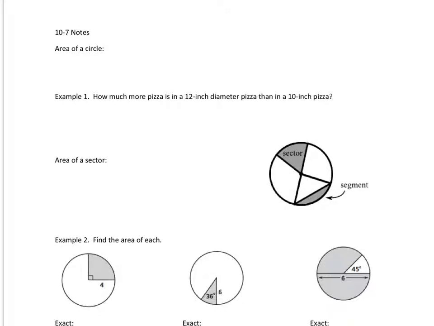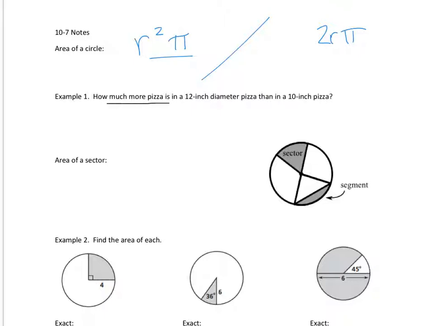Alright, in 10.6 we had circumference of a circle, which is the perimeter, and now we're doing the area. So the area is r squared pi. The circumference is 2r pi, but the area is r squared pi. You can remember that because it's r squared and the units are squared.